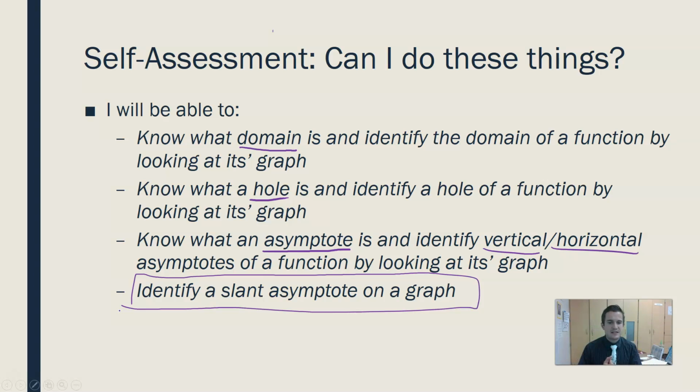In the upcoming lessons, we're going to start talking a little bit more about how to find these different characteristics even when the graph isn't given to you, even if we just have an equation. So something to look forward to, something to nibble on.